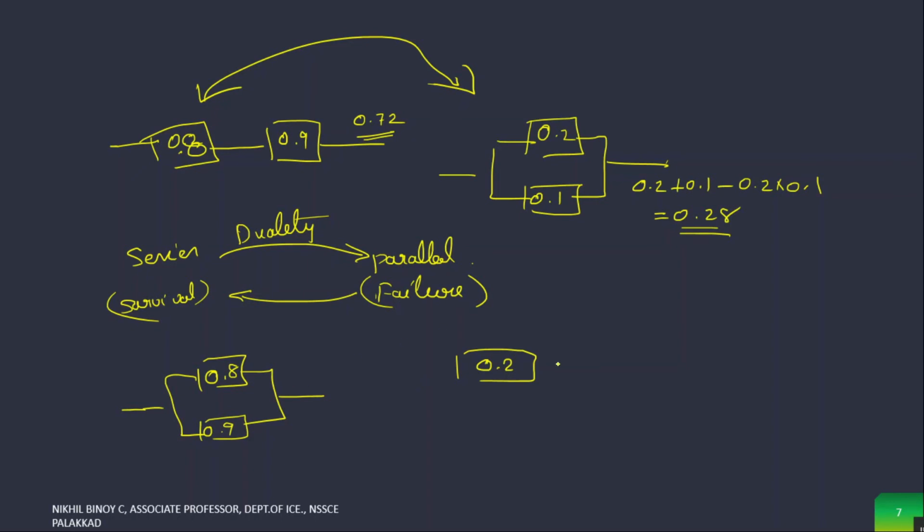So if you are drawing the block diagram of failure, convert this one into series configuration. So 0.2, second one is 0.1. Okay. Now find the probability of failure of this system. So 0.2 into 0.1, we have 0.02. So this one is failure. Now what about survival? Survival is 0.98. 0.98 is the probability of survival.